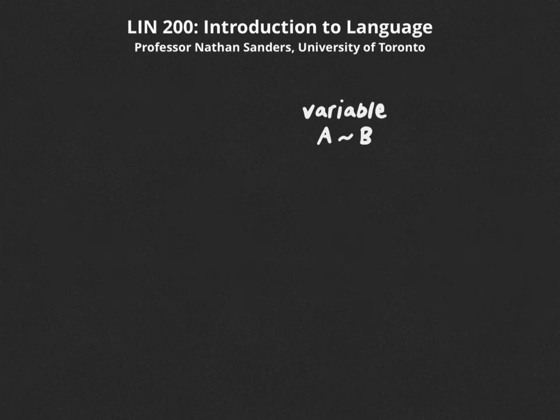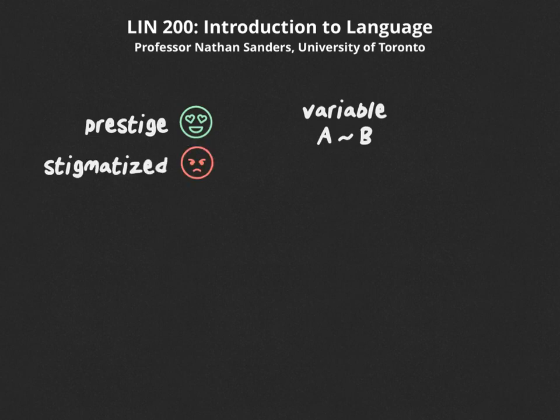It is often the case that one of the two variants in a variable holds prestige. That is, using that variant in your speech is seen as desirable, typically because it is used by people who themselves hold prestige in society. They're rich, male, educated, or otherwise hold some sort of social power. The other variant is then said to be stigmatized because it is associated with low social power. It is undesirable to speak this way.